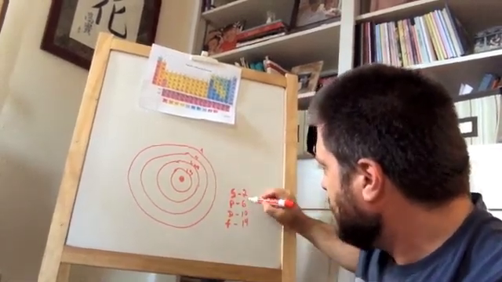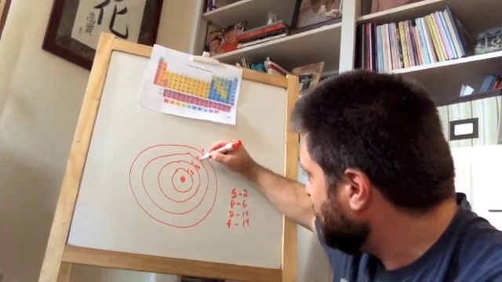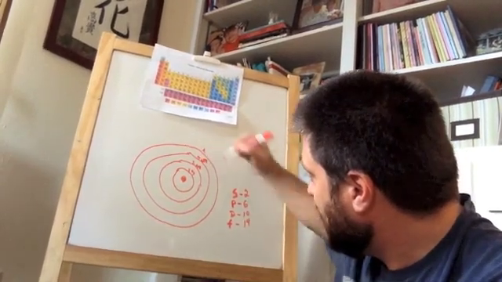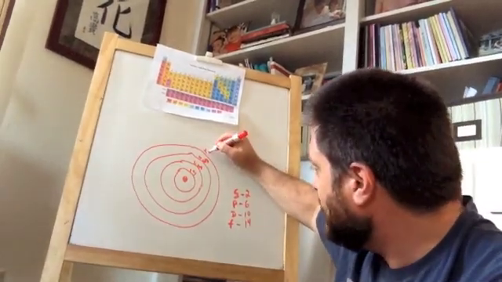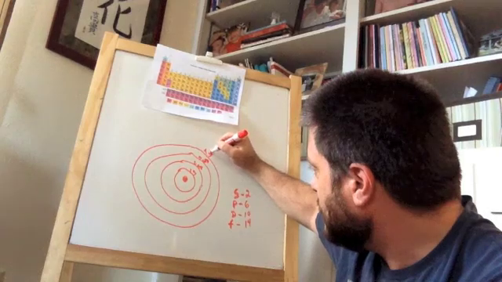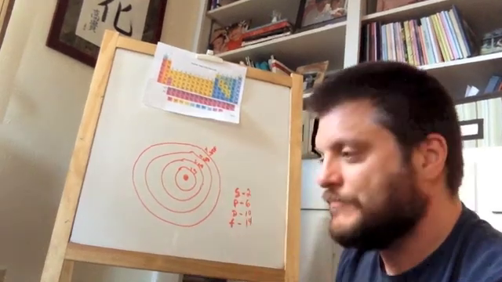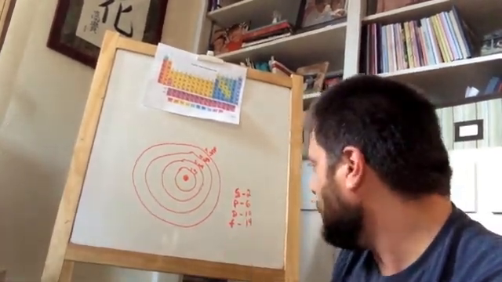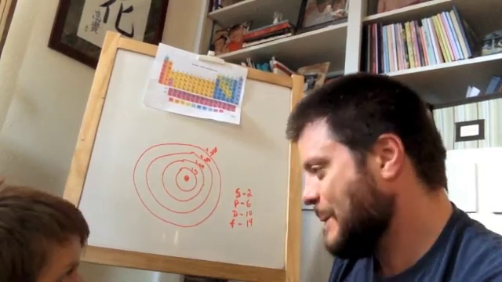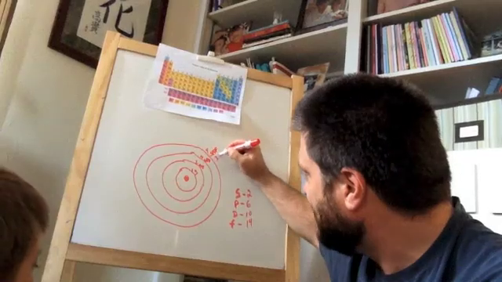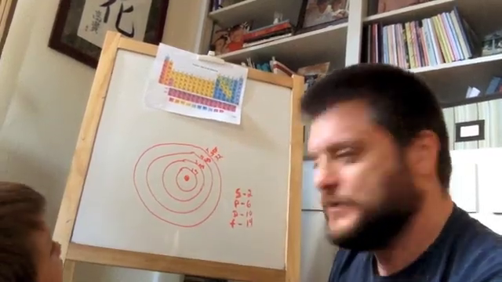The third one has an S, a P, and a D. So it can hold 18. That's exactly right. And then the fourth one has an S, a P, a D, and an F. And so how many can it hold? That's 32. So it can hold 32 total.